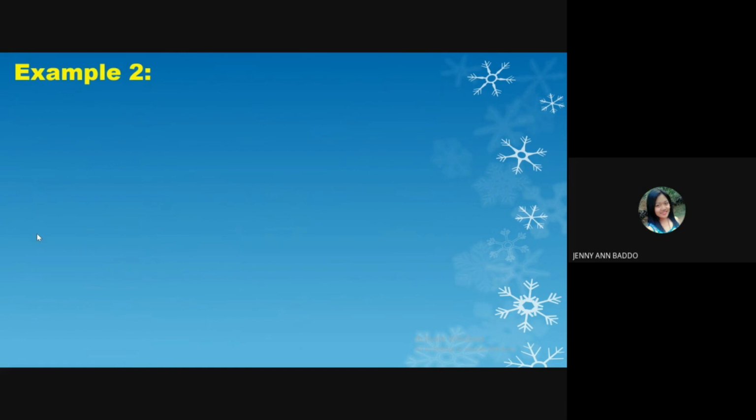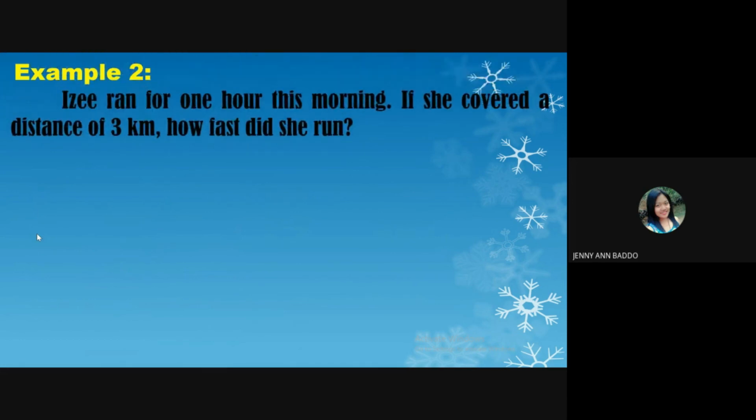Another example. Iz ran for 1 hour this morning. If she covered a distance of 3 kilometers, how fast did she run? Again, let's determine the given. We have the D, the R, and the T. R is the unknown since we were asked how fast did Iz run. For the distance, we have 3 kilometers, and for the time, we have 1 hour.